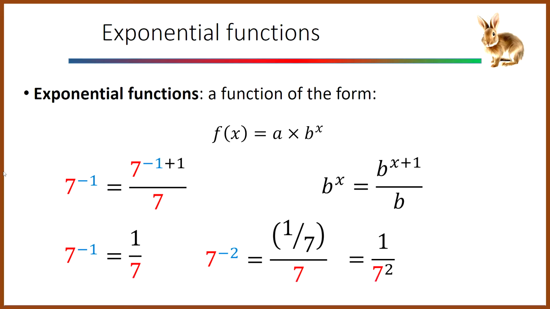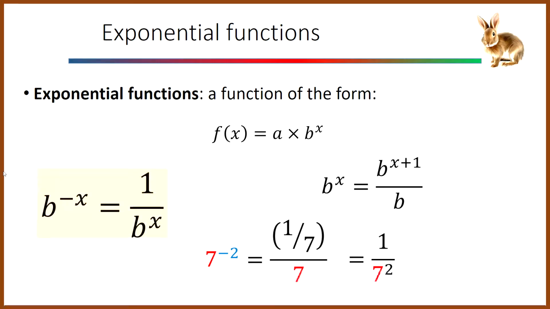We can calculate that 7 to the negative 2 is going to be overall equal to 1 over 7 squared. Generalizing this idea, we can see that b to the negative x is equal to 1 over b to the x. This general equation allows us to calculate the value of any base raised to any negative power.